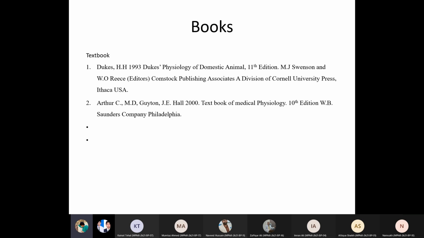The books which should be read by the students, and especially these topics are available in the Dukes Physiology of Domestic Animals, 11th edition. That can be studied, or even you can study the Guyton and Hall textbook of medical physiology. So these are the books which are recommended for this syllabus to be studied.